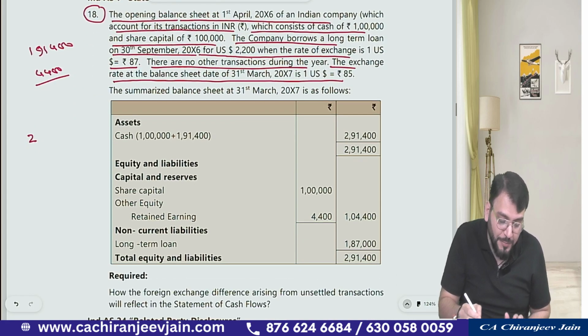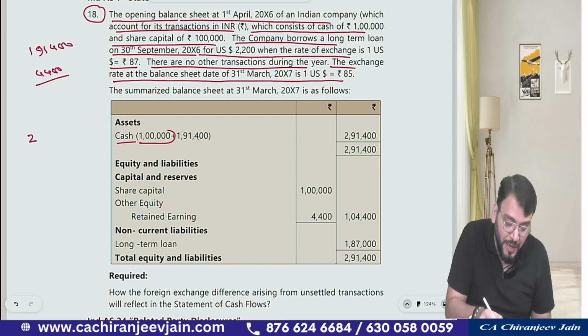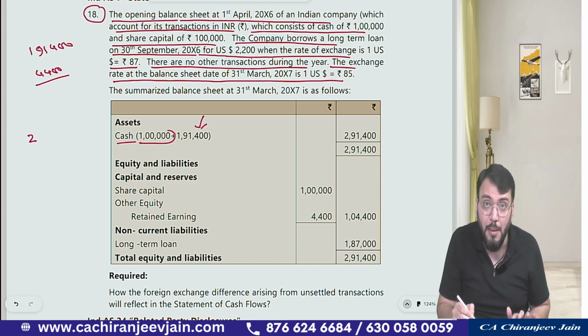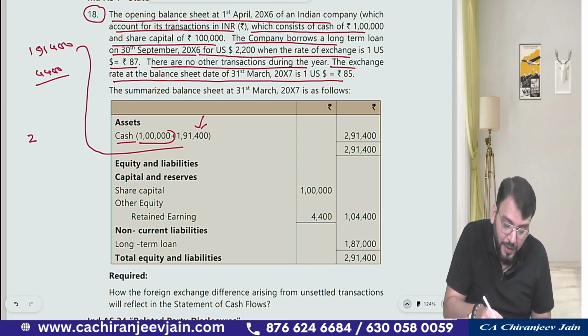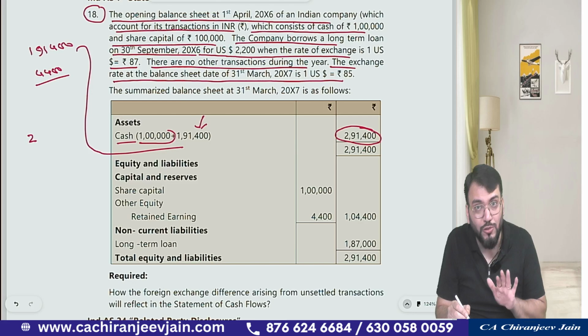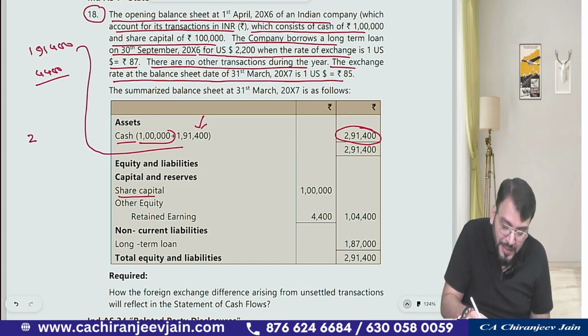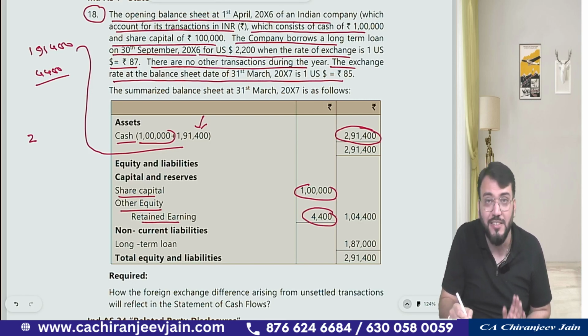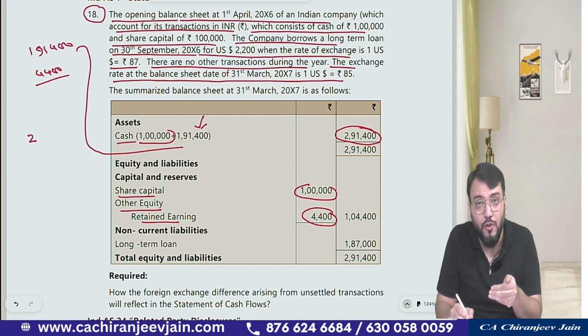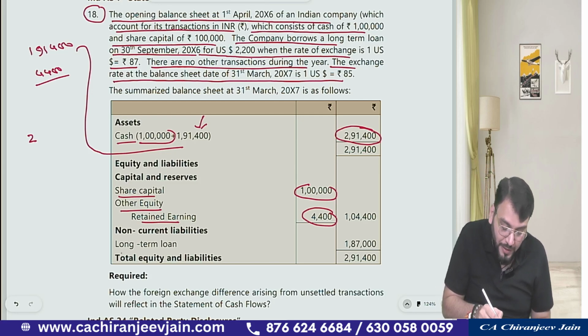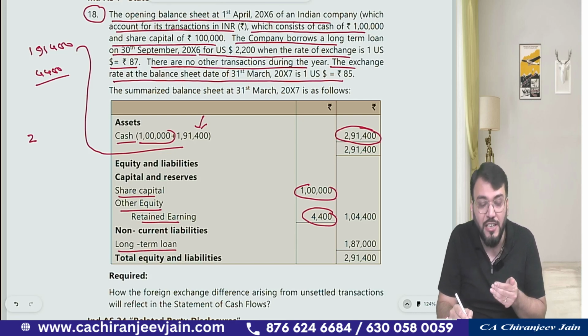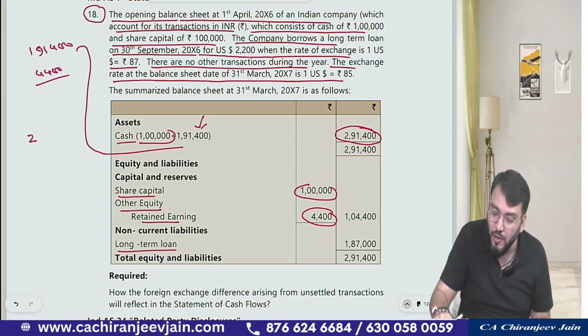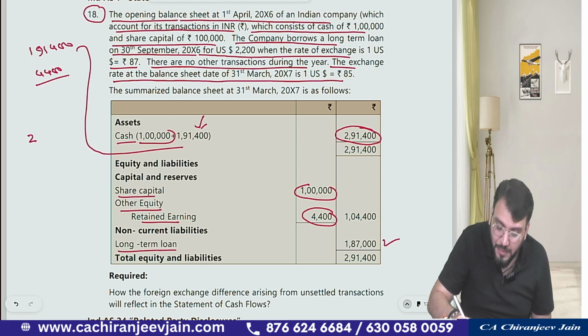The summarized balance sheet has been given. Cash will be 1 lakh opening balance. Then the foreign currency borrowing amount received is 1,91,400. So this becomes the closing cash and cash equivalent. Then share capital remains the same, 1 lakh. In other equity, retained earnings, there is only one transaction, the exchange gain, which will be transferred to PL, and from PL to retained earnings, 4,400. And the long-term loan will come at the closing exchange rate: 2,200 into 85, that is 1,87,000. The balance sheet will tally.